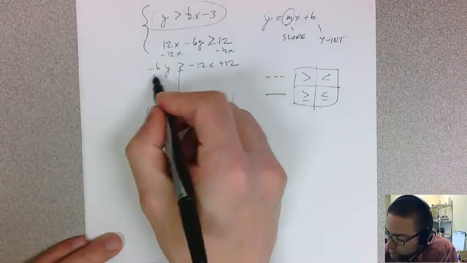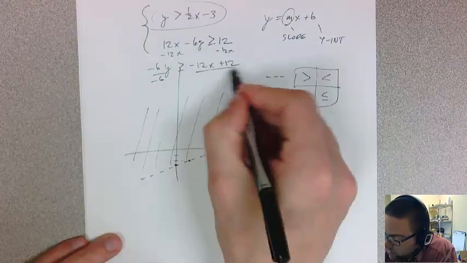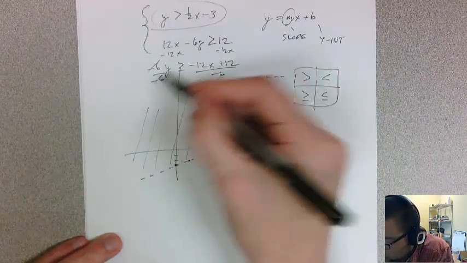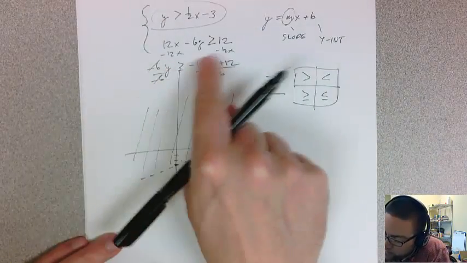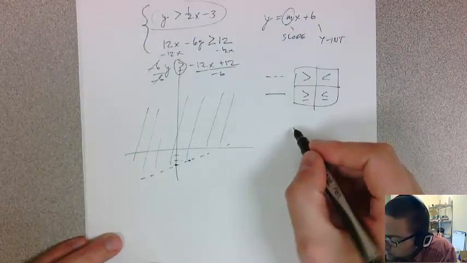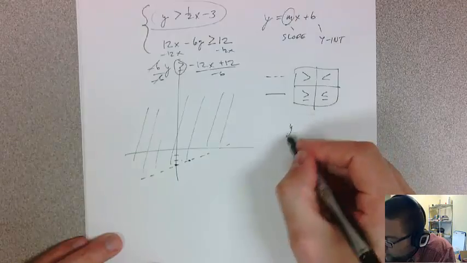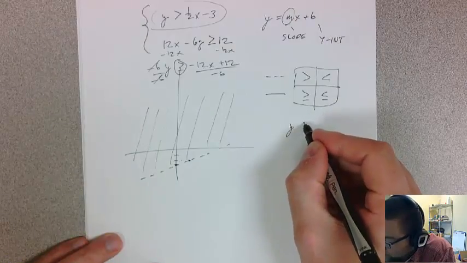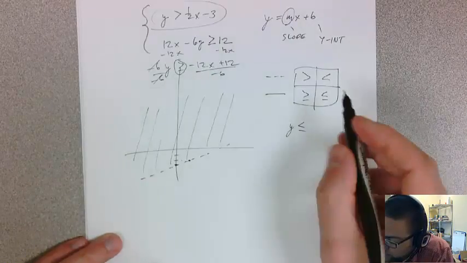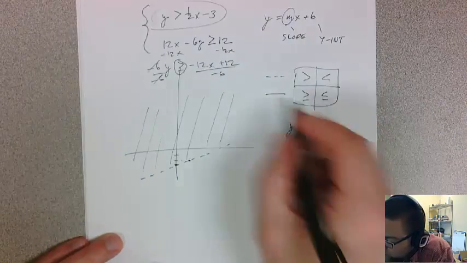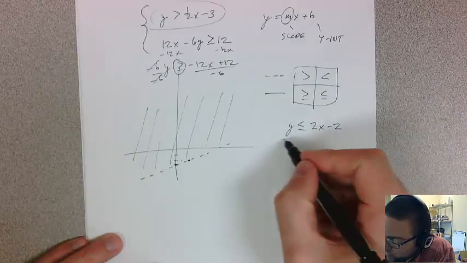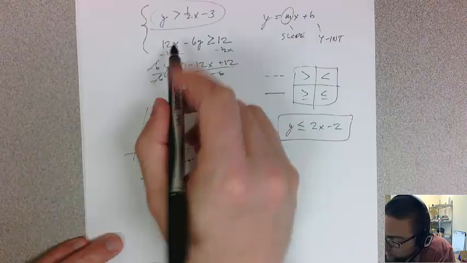And then I'm going to divide through by -6 on both sides. So -6 divided by -6 is +1. And I did divide by a negative, so that should flip this symbol around. Whenever you multiply or divide by a negative, flip the symbol so it's now less than or equal to. And -12 divided by -6 is a +2. And 12 divided by -6 is a -2. Okay, so this is my new equation.